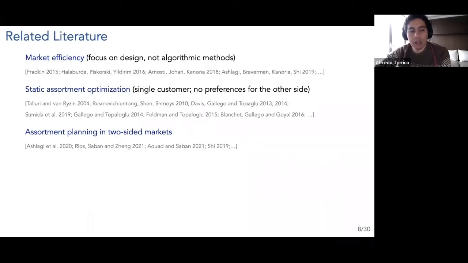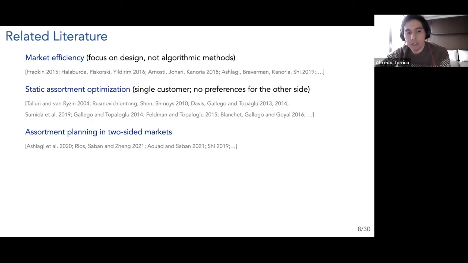So there are several lines of research related to this problem. First is market efficiency, but this line of research has mainly focused on the design of platforms, mainly how we can limit information for one side and how this improves the number of matches, or how you can limit the number of matching requests. But this line of research has not focused on algorithmic methods. In our work, we focus on providing menus of options in order to avoid this inefficiency.